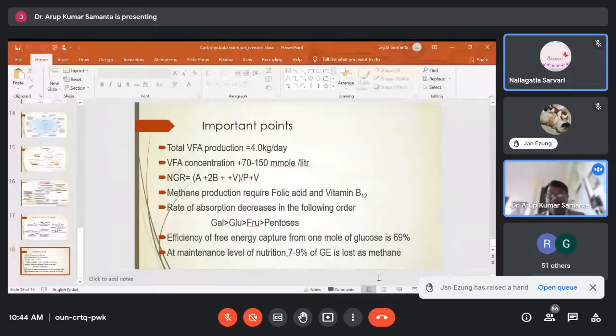And methane production, as I have told, is an inevitable process, but basically it is a wastage of energy. You may get questions on how much gross energy is lost as methane. It is a very frequently asked question: 7 to 9% of the gross energy is lost as methane. So this is in brief about carbohydrate classification, digestion in ruminants and non-ruminants, and their metabolism.